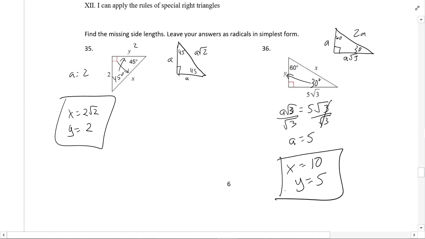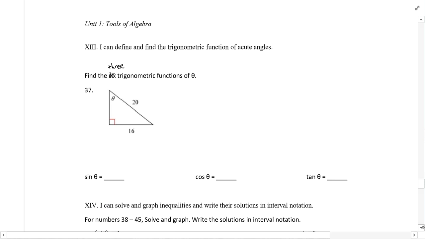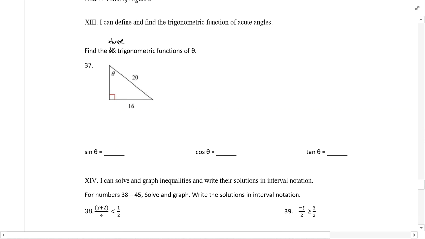All right. There was an error on this one on your page. If you want to correct it, it should say find the 3 trig functions of theta, not 6. So go ahead and cross that out on your paper if it says 6. All right, I can define and find the trigonometric functions of acute angles.